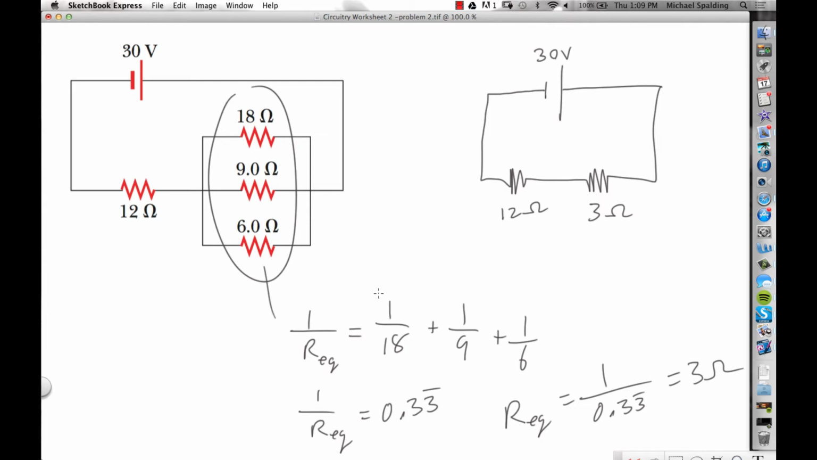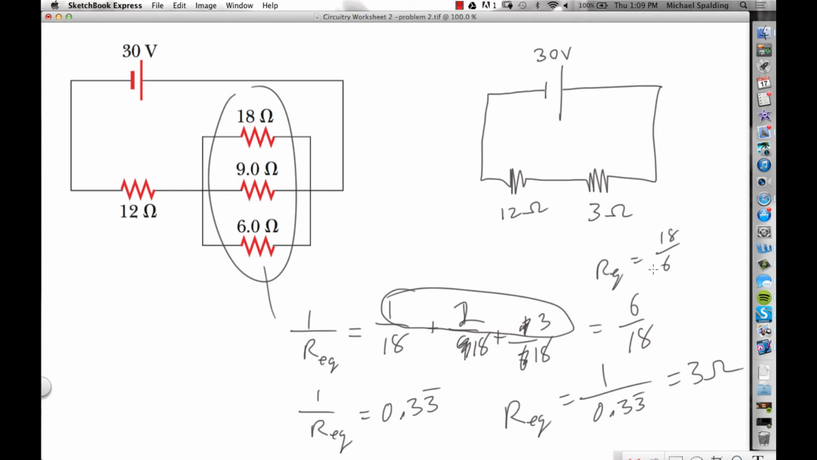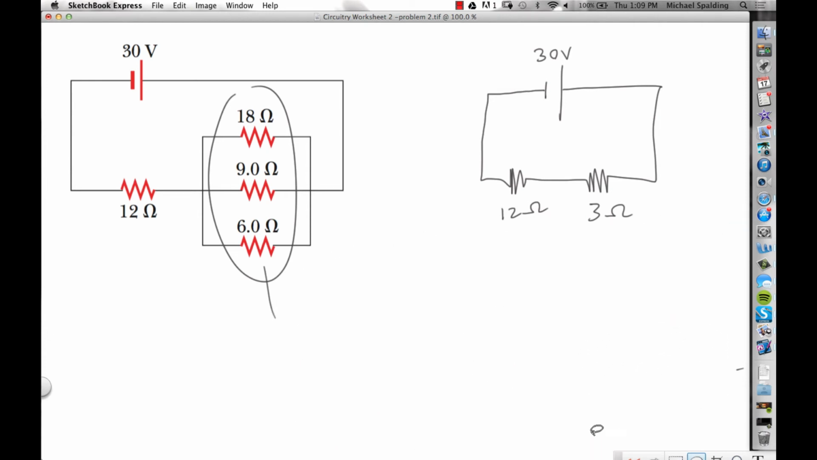Or basically, you figure out the common denominator, which is 18. This is 2 over 18. This would be 3 over 18. So you add these all up. That's going to be 6 over 18, and then flip it. So then the equivalent would be 18 over 6, which simplifies to 3. That's what I did.